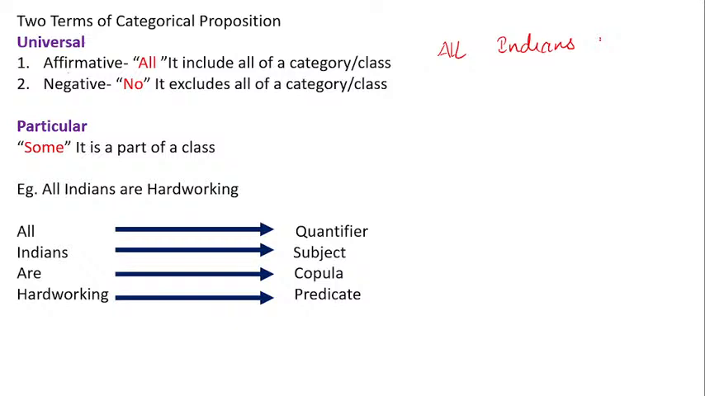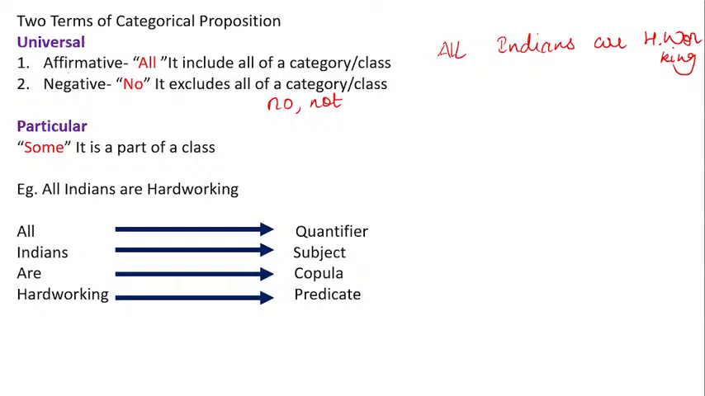All Indians are hardworking. Okay, so here, is it a positive or a negative statement? How do we understand whether a statement is positive or negative? If a statement has no or not, it tells us that it is a negative statement. Since this statement, all Indians are hardworking, does not have no or not, it is a positive statement. So in the language of logical reasoning, we call it affirmative.